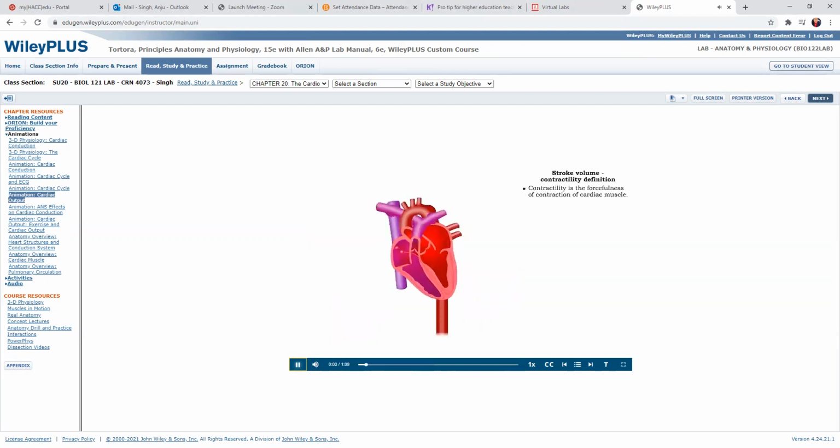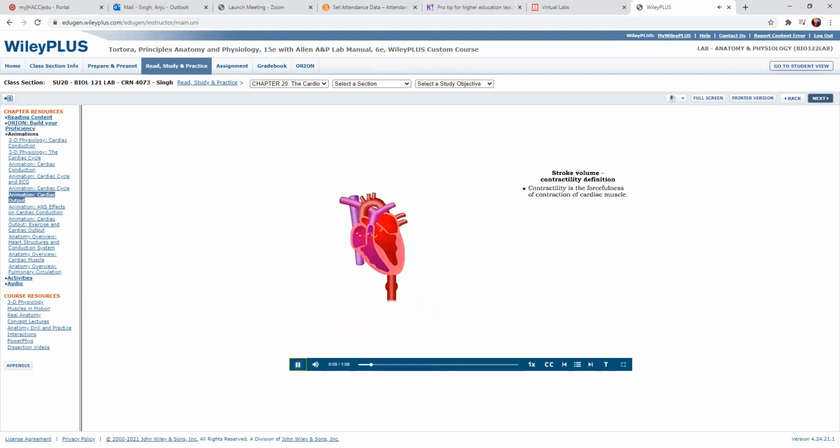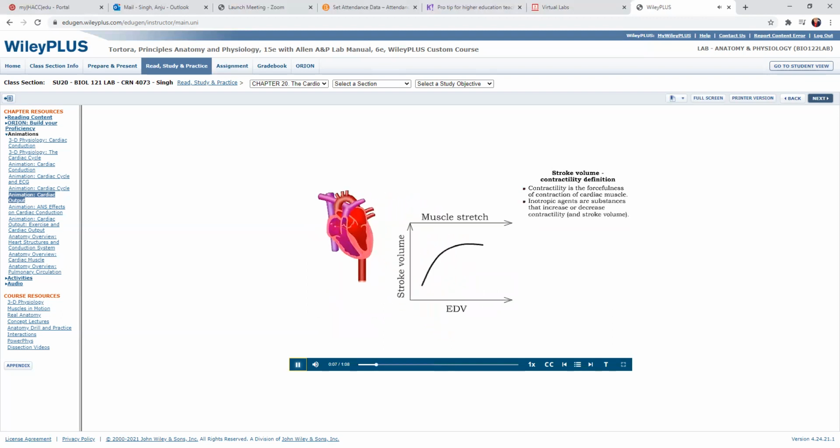Contractility is the forcefulness of cardiac muscle contraction. Inotropic agents can increase or decrease contractility at any given level of stretch. Positive inotropic agents increase contractility, thereby increasing stroke volume and cardiac output. Negative inotropic agents reduce force of contraction.